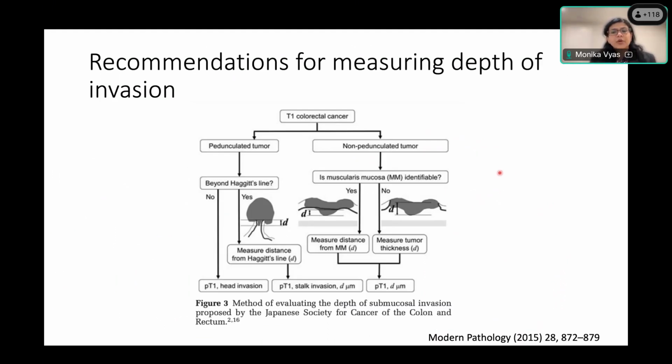Sometimes your muscularis mucosae is completely destroyed, and you are not able to tell where the tumor started invading the submucosa. In those cases, giving the tumor thickness is a viable alternative. However, you should try to specify that this is not actually the depth of invasion, but you're giving a tumor thickness because you're not able to see the muscularis mucosae. And this flow chart essentially tells you the same thing, whether or not you identify the muscularis mucosae.